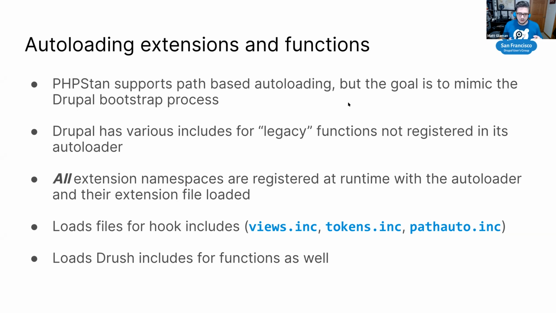There's some future work that can help scope that down, but it just ensures that all the extensions can be processed. One thing that it does is check to see if your extension has a hook file. So if you see views.inc, tokens.inc, pathauto.inc, it knows of those hook files and will include them so that way the functions can be discovered and parsed. It also loads some Drush includes because if you have Drush commands inside your modules, it's going to load Drush. And sometimes there are some functions that aren't autoloaded and that creates an error. So that is also handled.